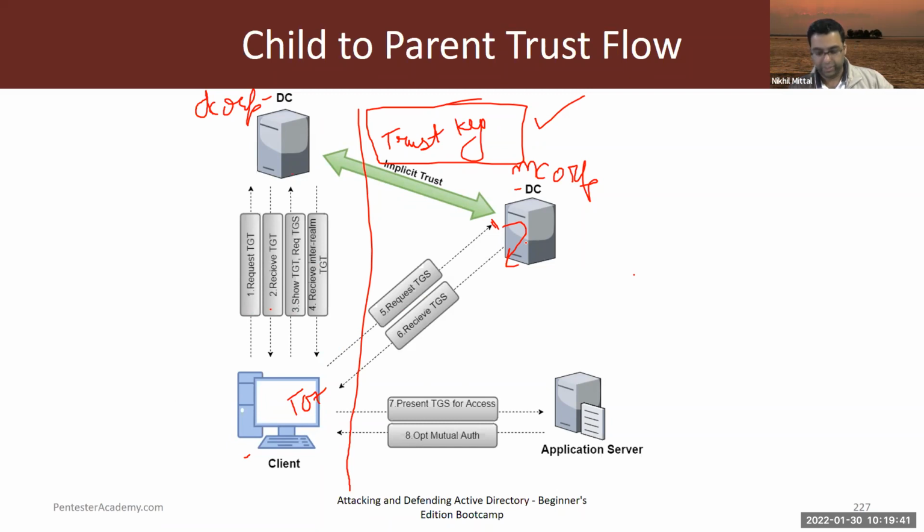All right. How do you get a trust key? Because it is a two-way trust, within a forest a copy of the trust key would always be available with both the DCs. Because we are discussing a scenario where we already have domain admin in our current domain, we can get the trust key from our own DC. Right?